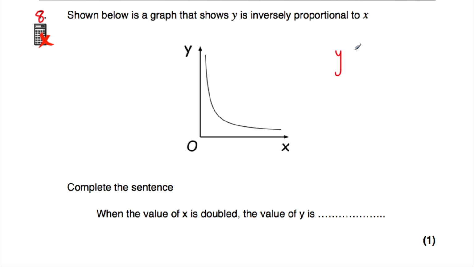I'm just going to write that down. y is inversely proportional to x. So y is proportional to 1 over x. So as x increases, y decreases. As you double x, you halve y, and so on.